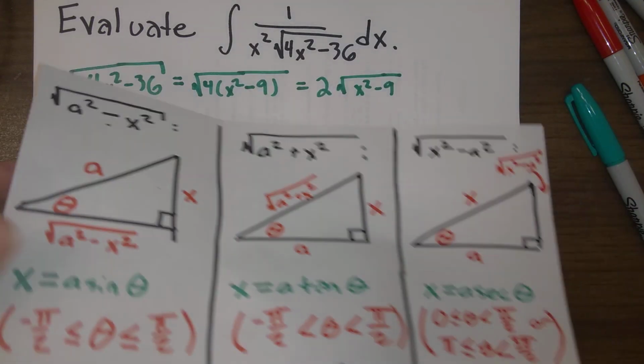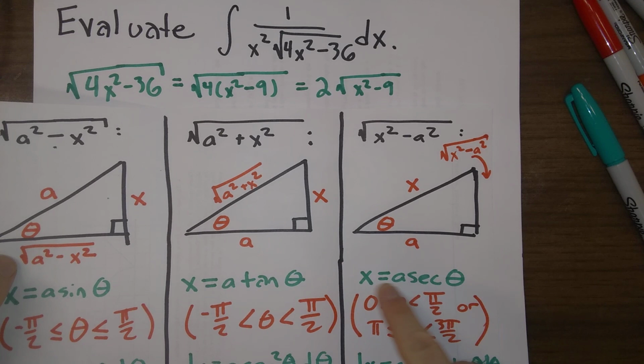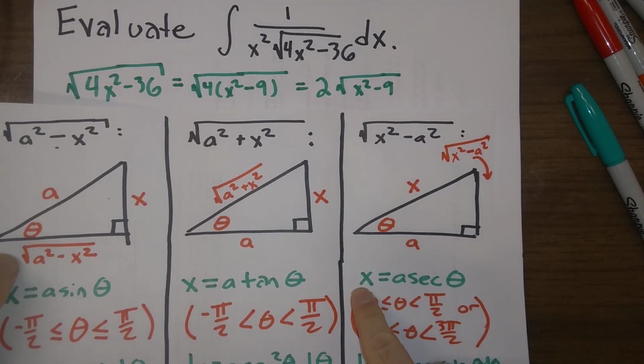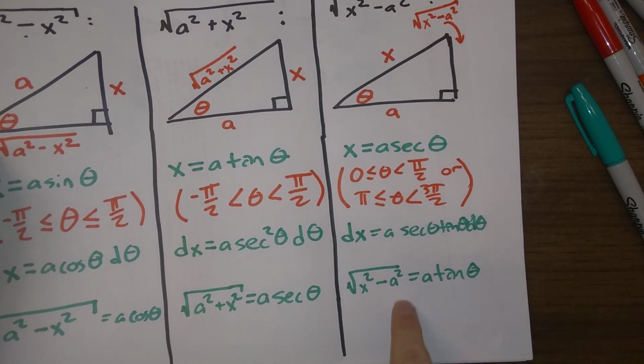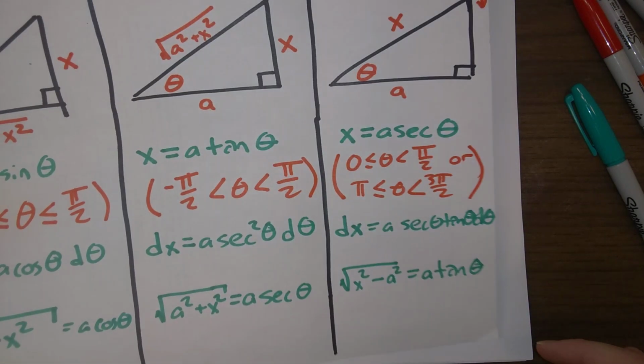And now that x squared minus 9 says that our substitution is going to be x equal to 3 secant theta. A will be 3 here because 3 squared is 9. And these two things, dx and the square root of x squared minus a squared, we can fill in from the chart.